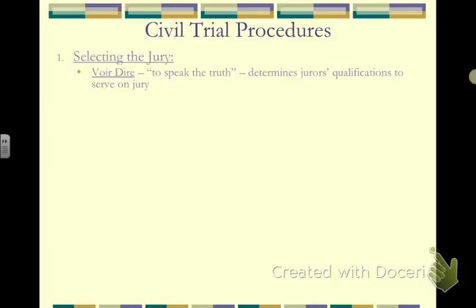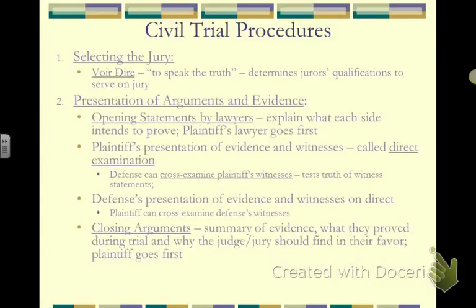All right, so that's selecting the jury. Once the jury is selected, then they go about the real part of the case. This is where there's the presentation of the arguments and evidence. And we start out with both sides doing opening arguments. In the opening arguments, the attorneys for the plaintiff and the defense lay out what they're looking to prove or disprove in the case. Then the plaintiff presents their witnesses and evidence first. This is called direct examination.